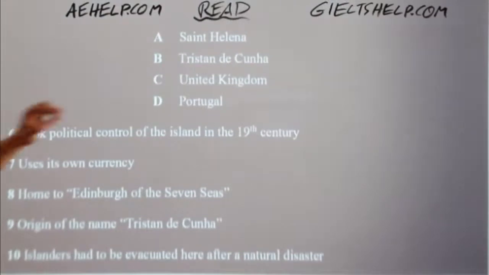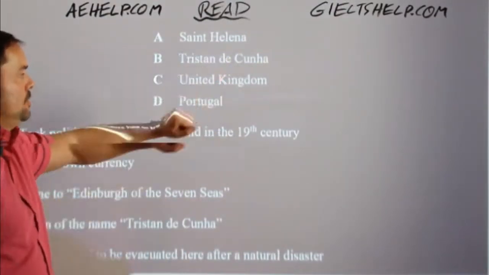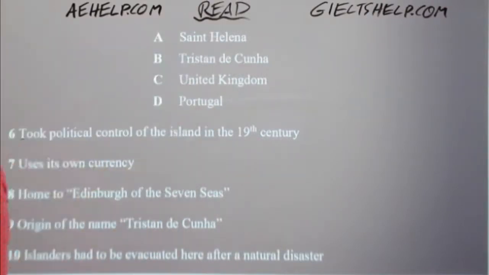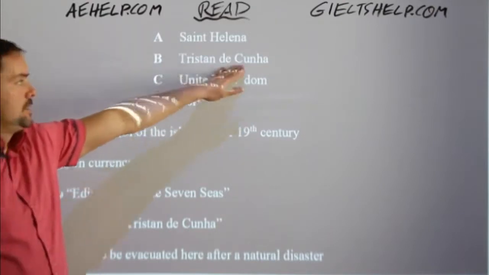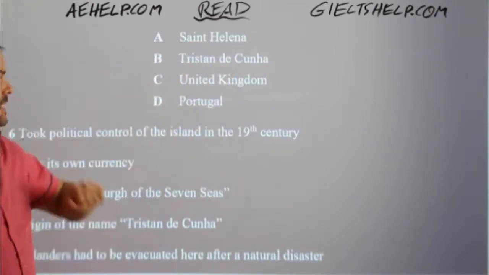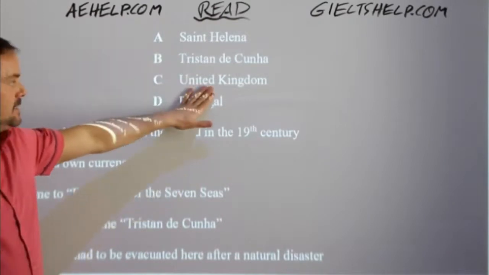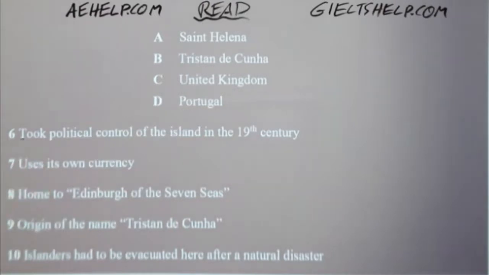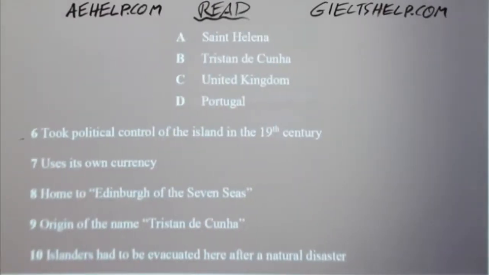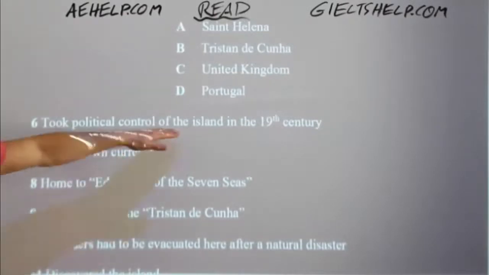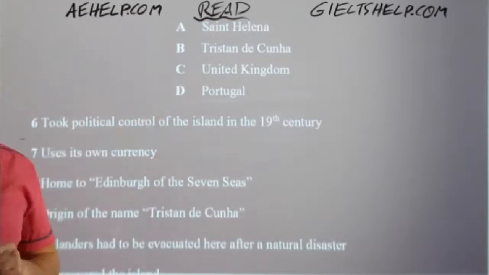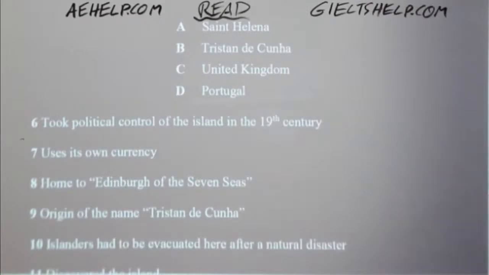So here we have St. Helena, Tristan da Cunha, United Kingdom, and Portugal. So these are 4 places mentioned in the passage. Of course, the topic is Tristan da Cunha. The neighboring island is St. Helena. United Kingdom is the controller of the island, and Portugal was the discoverer of the island. That's what I remember. So let's do this. Number 6 took political control of the island in the 19th century. A, B, C, or D? Who took control of the island in the 19th century?